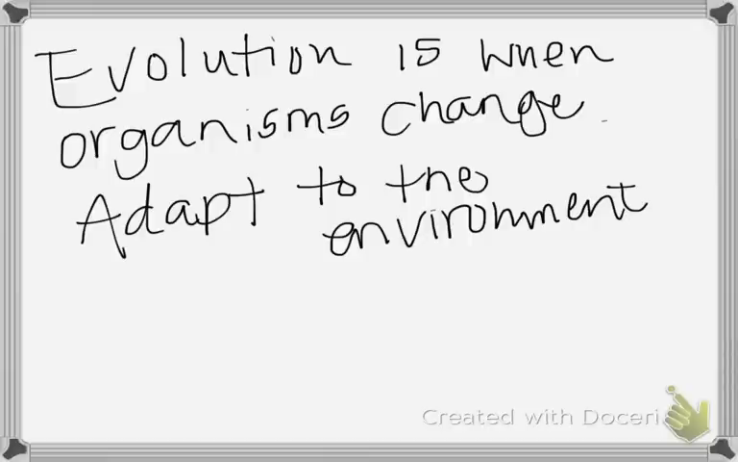And it doesn't happen over a period of one day. That would be black magic. No, it's not a period of one day. It's over a period of time. So evolution is change. We're going to add a little word right there, over time. It takes years for it to change. Okay, so let's go back to the PowerPoint now.